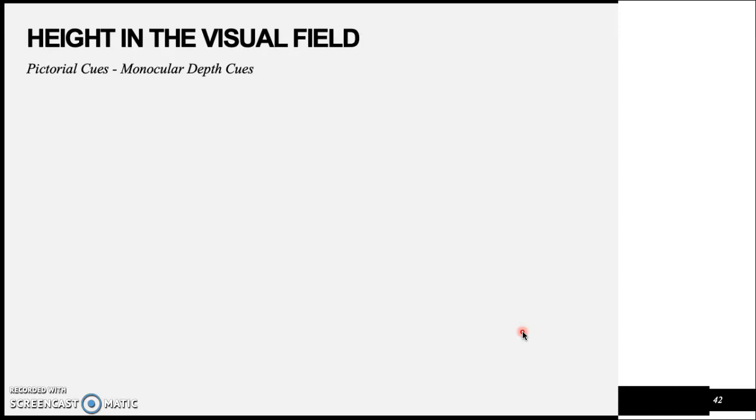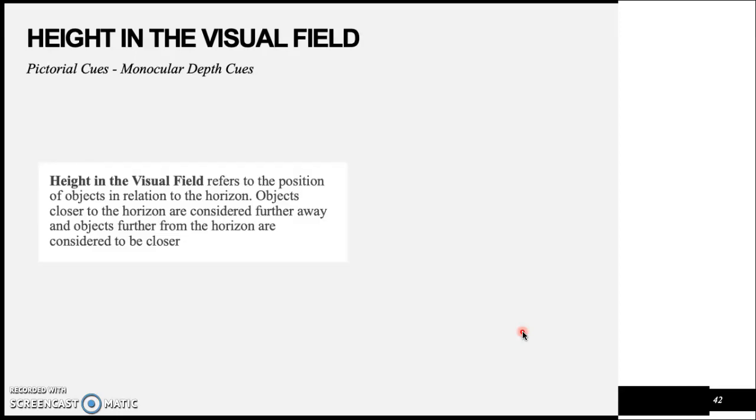Right, our last one, height in the visual field. And again, we're talking about our retina here. So this refers to the position of objects in relation to the horizon. Objects closer to the horizon are further away, and objects further from the horizon are considered to be closer when that image is cast on the retina.